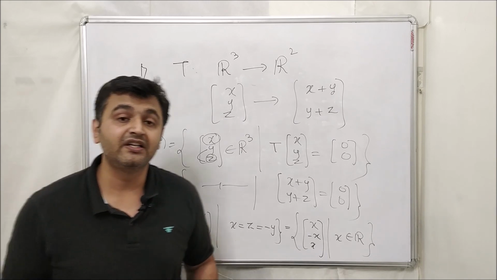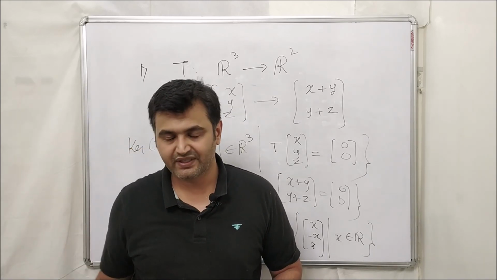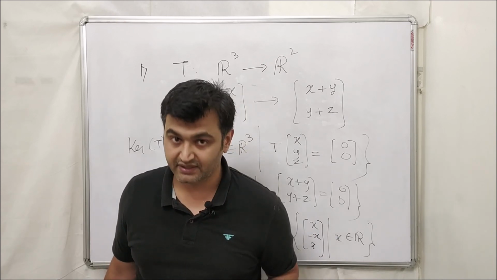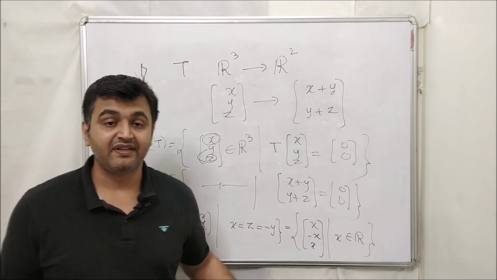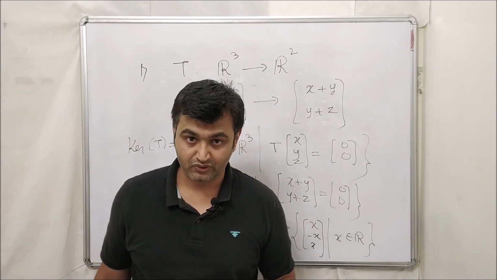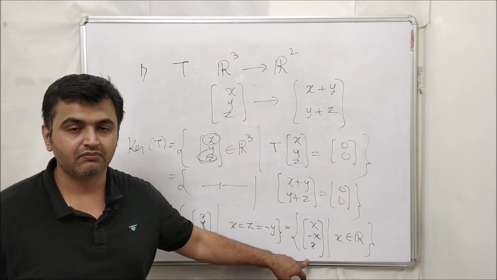So if you take any multiple of (1, -1, 1), the line passing through (0, 0, 0) and (1, -1, 1) in R3, then any vector of this form, its image will always be 0. So kernel is nothing but the line passing through the origin and (1, -1, 1).